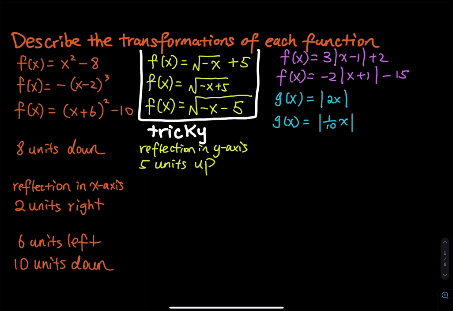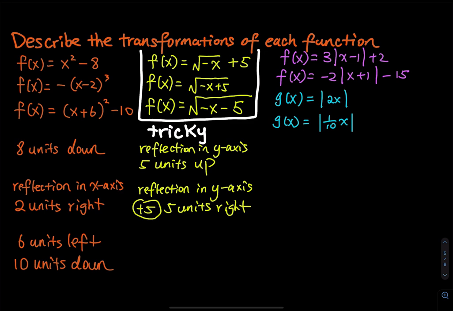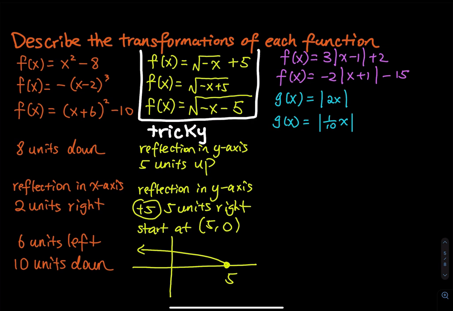So first of all, you have reflection in the y-axis, and then the plus 5 right over there is 5 units to the right. So you start at, when x is equal to 5, y is equal to 0. The graph looks like this. You start at 5, and then you have a graph that looks like this.